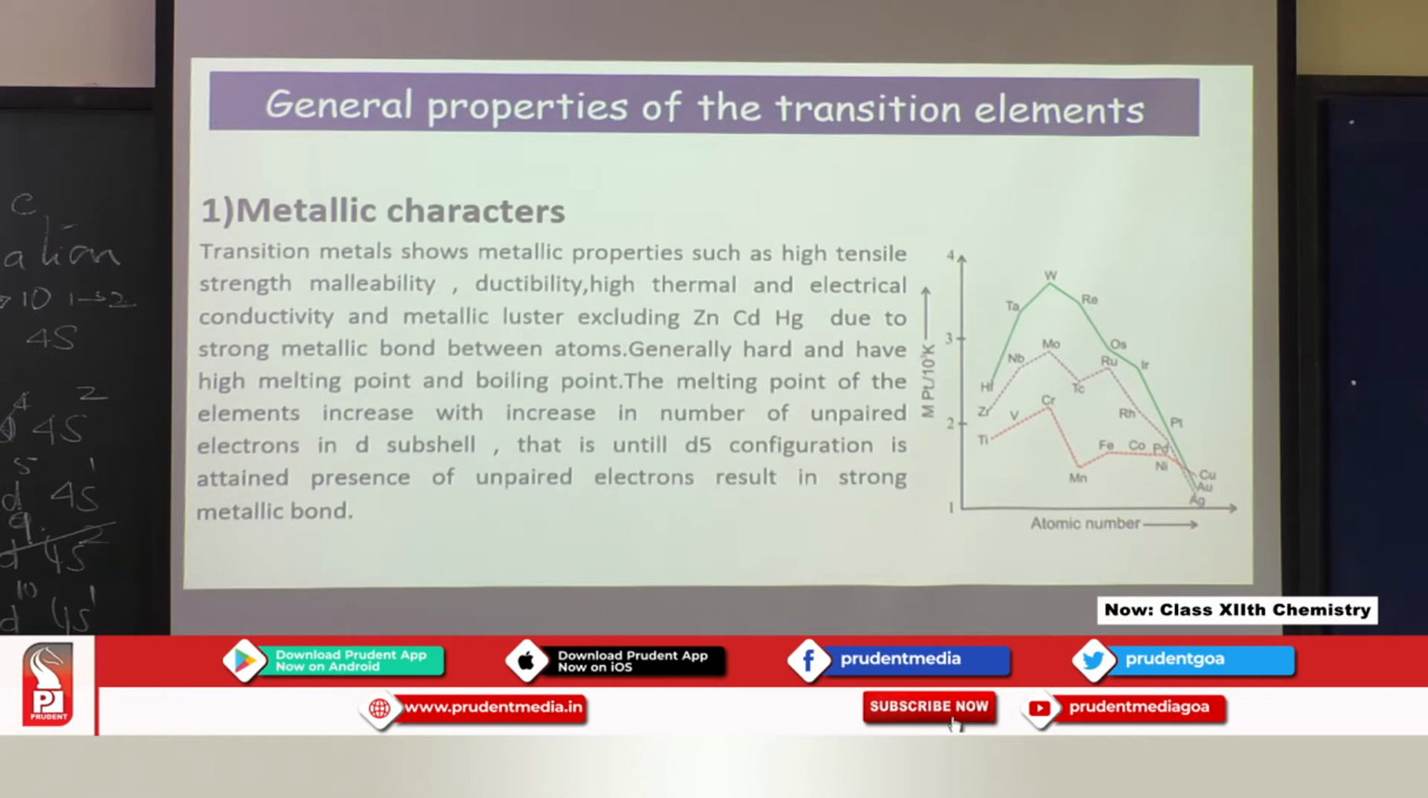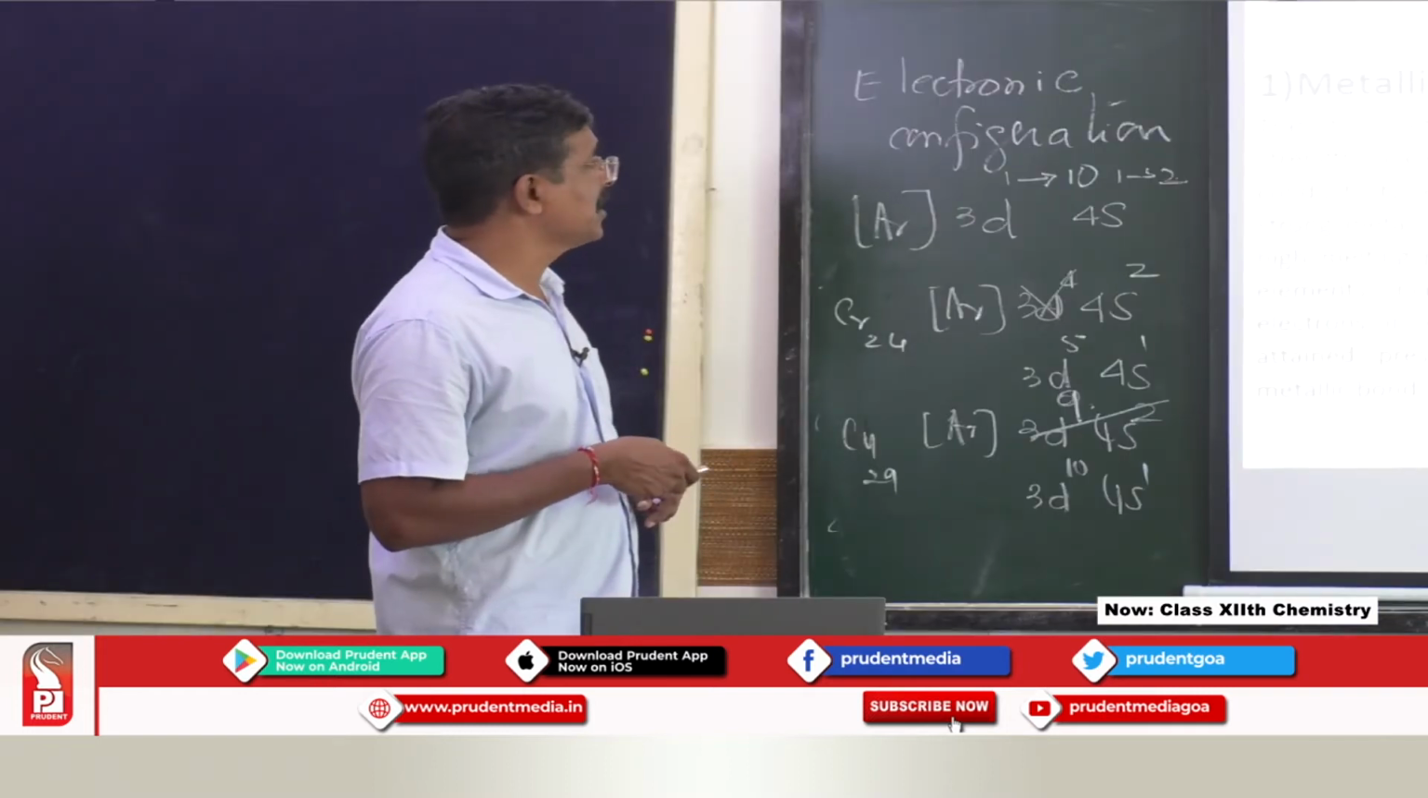Transition metals show metallic properties such as high tensile strength, malleability, ductility, high thermal and electrical conductivity, and metallic luster. These are all the properties of the metals that you find in transition metals, excluding zinc, cadmium and mercury. See, excluding zinc, cadmium and mercury.